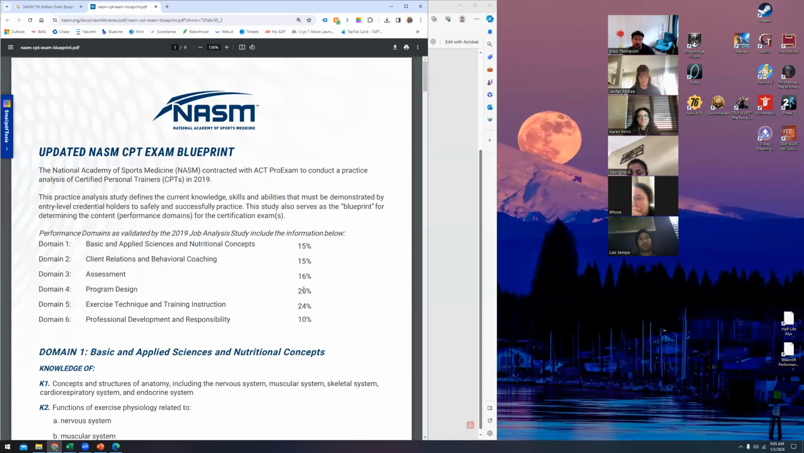The only difference is that program design is sort of the general understanding of how sets, reps, tempos, and things like that work. And the exercise technique and training instruction is much more about how you put it together in a program for a client, the practical real life application of these things. While it is important to know the sets and reps, it's also really important to know, like, if someone's knees are caving in, which muscle is tight? It's going to be the adductors, by the way. So being able to actually apply that. So really, it is all kind of program design when you think about it, right?